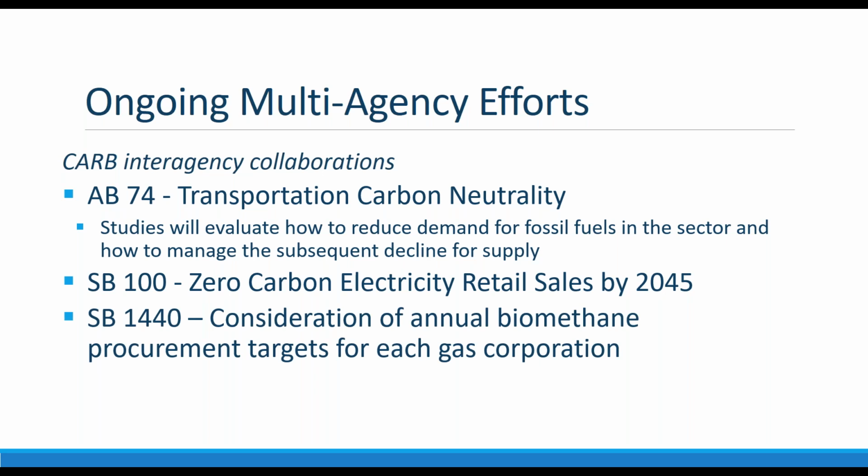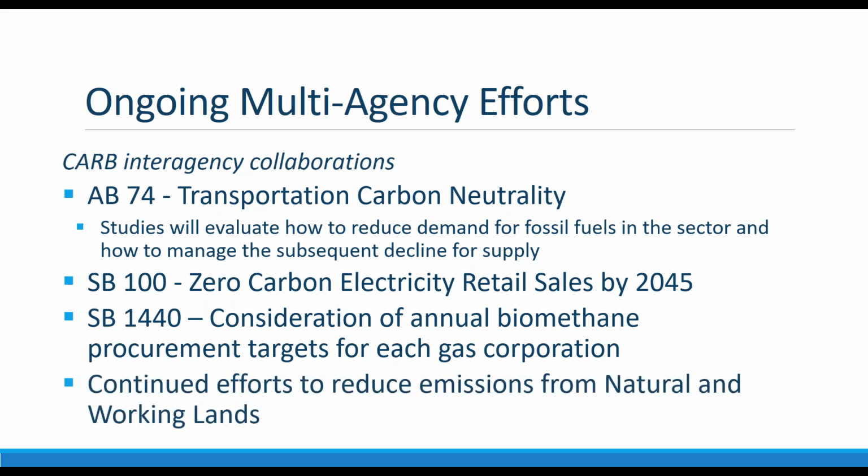SB 1440 requires the CPUC, in consultation with CARB, to develop targets for increasing biomethane in gas pipelines. And efforts to reduce emissions from natural and working lands continue. These efforts reflect a growing consensus that in order to achieve our climate and air quality goals, California must reduce and replace fossil fuel consumption across all sectors.